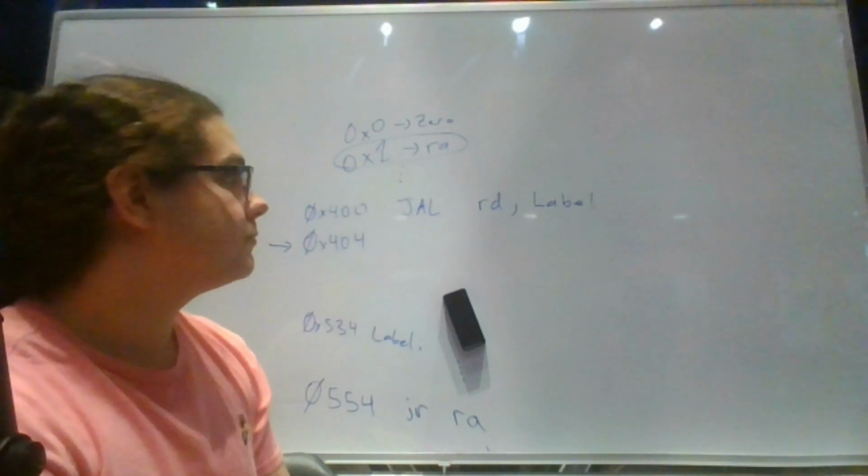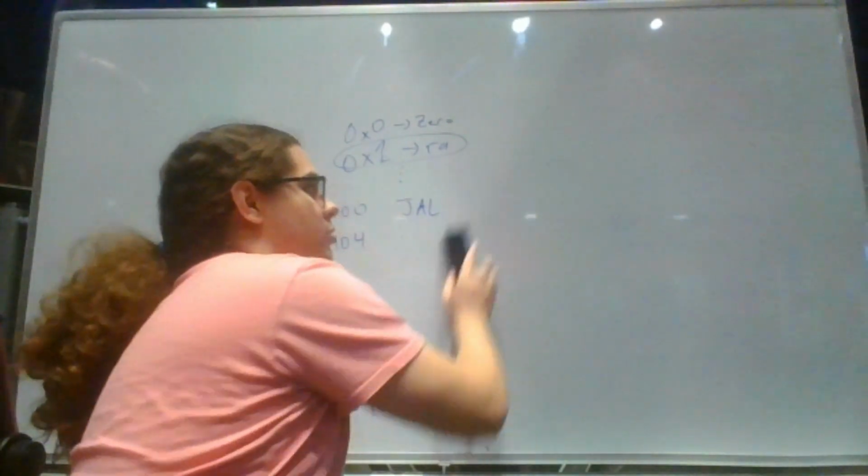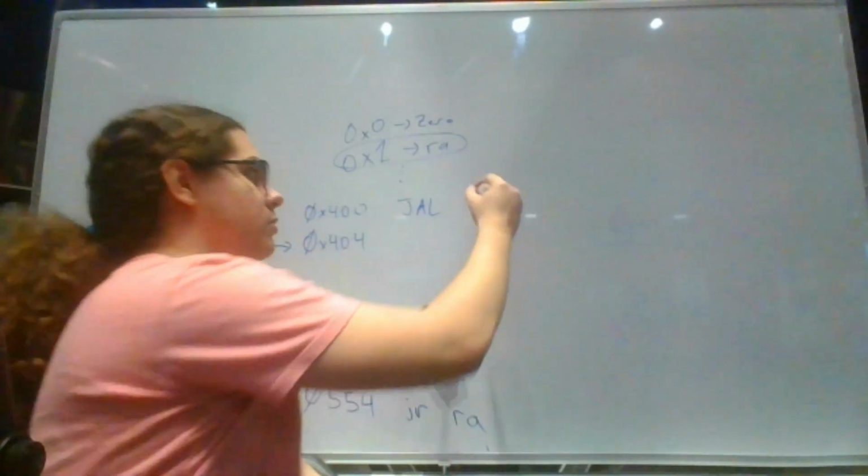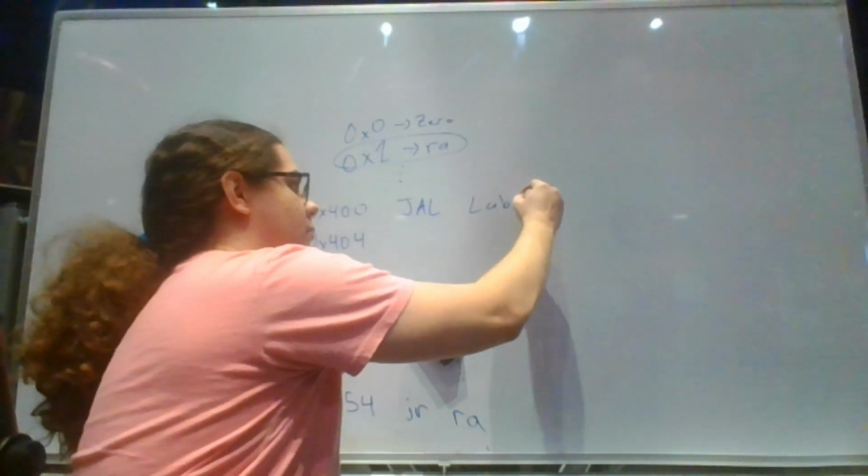It can be anywhere. So typically, whenever we're doing function calls, we actually just use the pseudo instruction and write this.